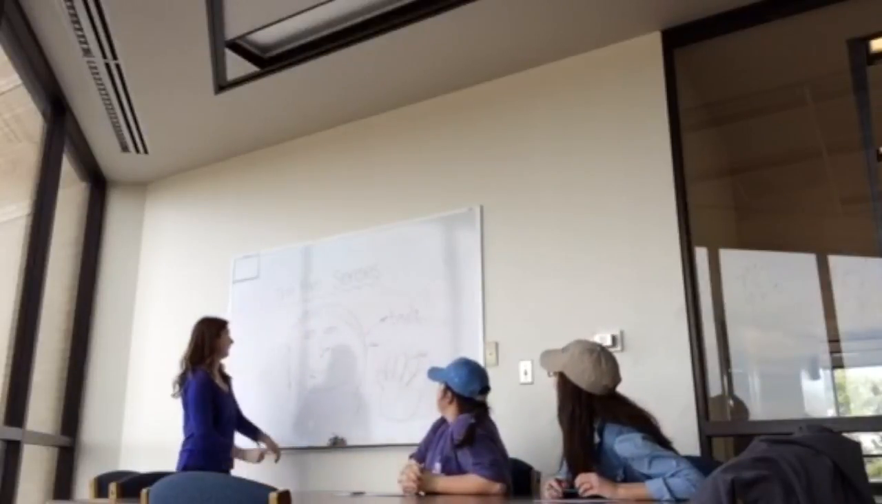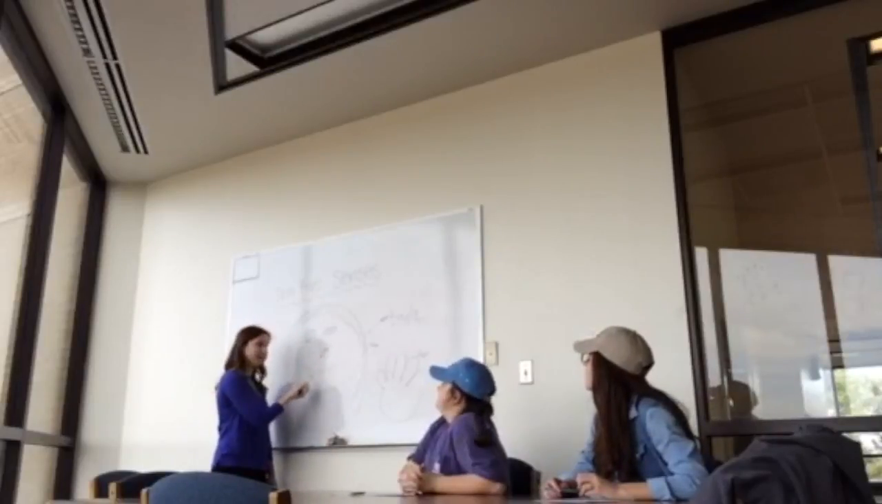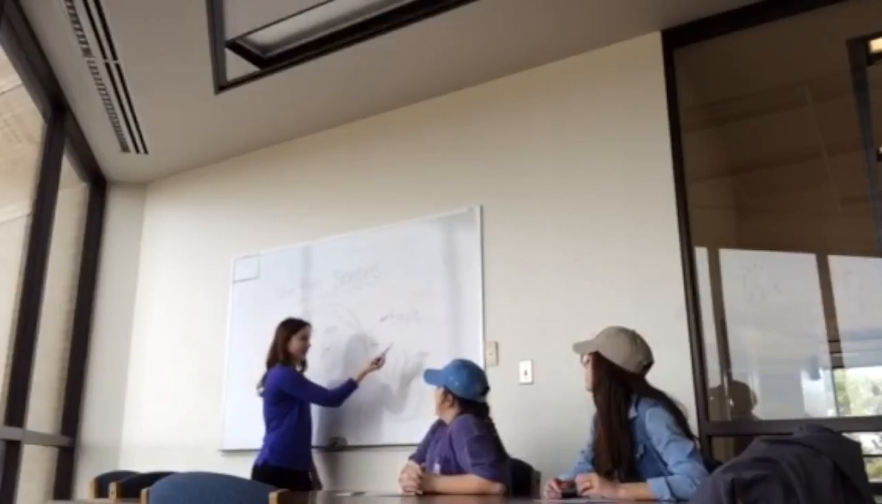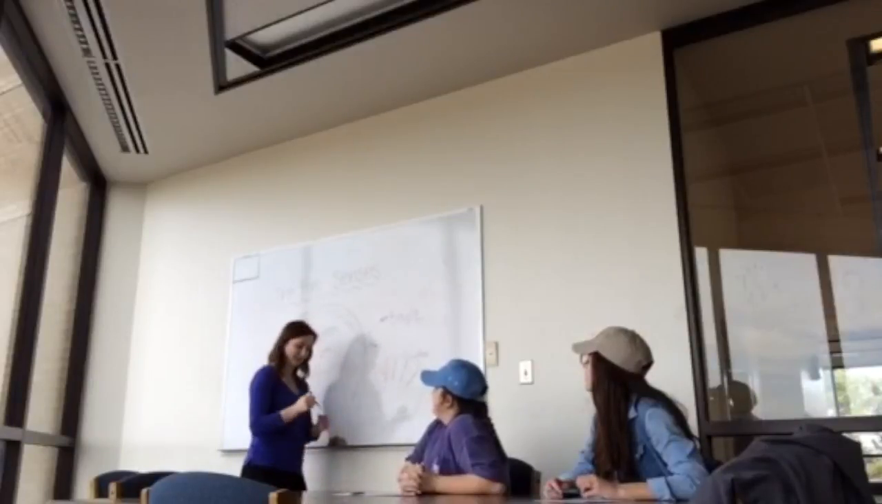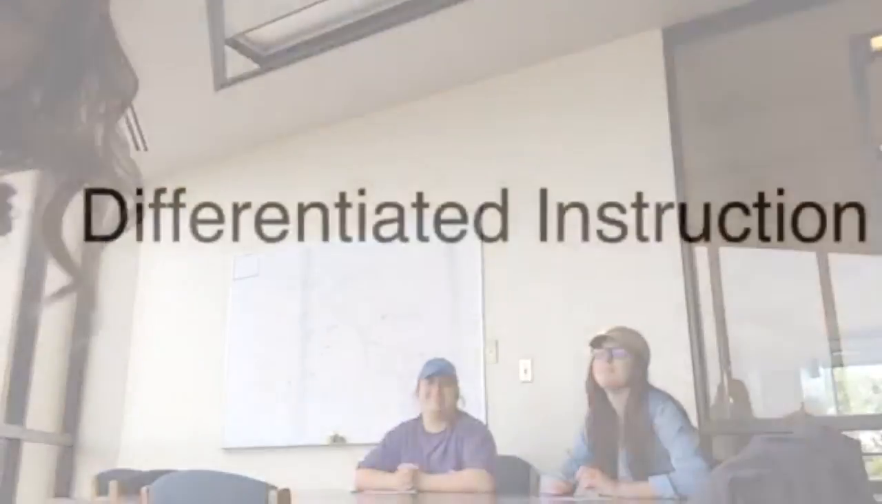All right, so we have our eyes that help us see, our nose that helps us smell, our mouth that helps us taste, our ear that helps us hear, and our hand that helps us feel. Good job, guys. In this skit, we see the teacher assessing her students before instruction.